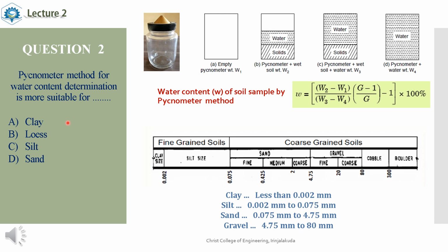So let's see in the options if there is any coarse grained soil given. Yes, sand is a coarse grained soil. Then option B, what is loess? Loess is a type of wind blown sediment, and mostly it has silt sized particles. So silt is again fine grained soil. So in the given options, sand is the coarse grained soil. So our answer is option D, sand.